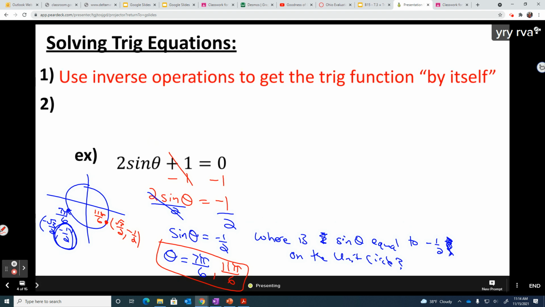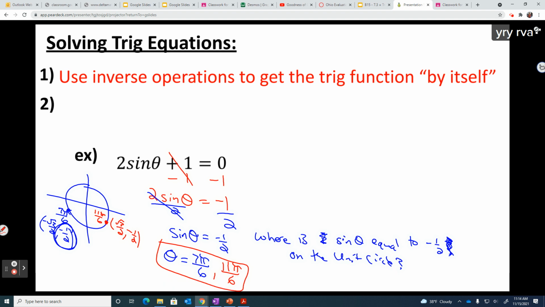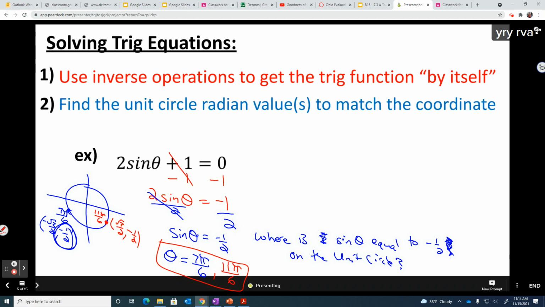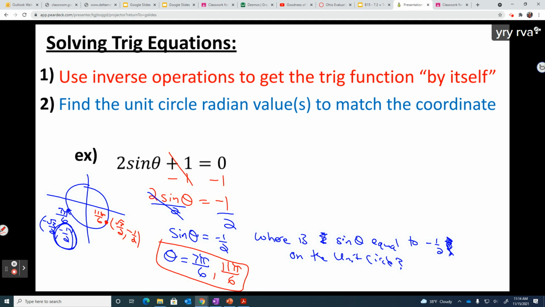We're going to just use our inverse operations. So like we just subtract 1 and then divide to get the trig function by itself, in the same way that you would treat it as an x. Just get the function by itself. Stuff you've been doing for years, right? Add or subtract and then divide. And then after that, we're going to find the unit circle radian value, like we did here. We found the radian value that matches that coordinate.